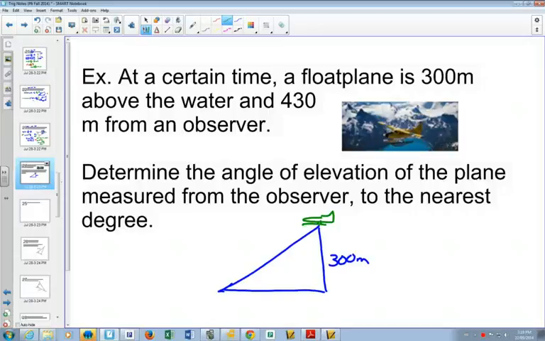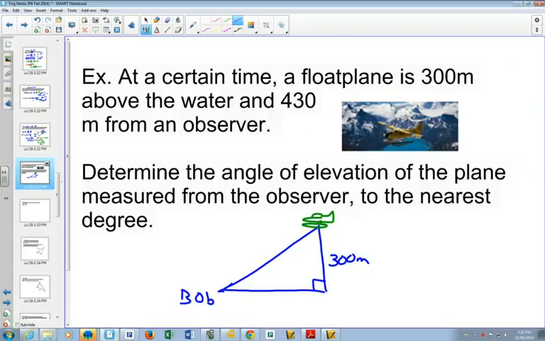It's got to have these floater things so that it can land on water. Nice. I like it. There's the plane, 300 meters above the ground. That would be straight up, making it 90 degrees there. Here's our observer. We'll call him Bob for observer. He's the Bob observer. And he's looking up at the plane.